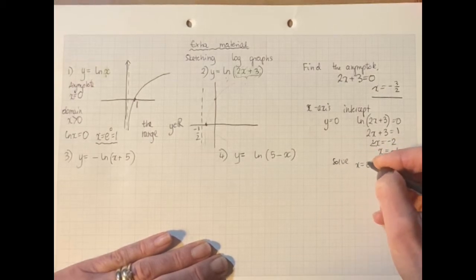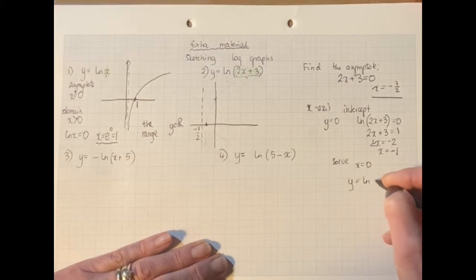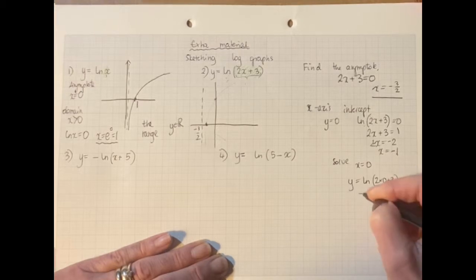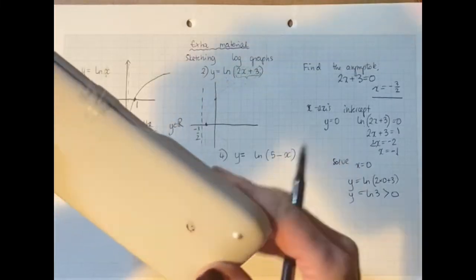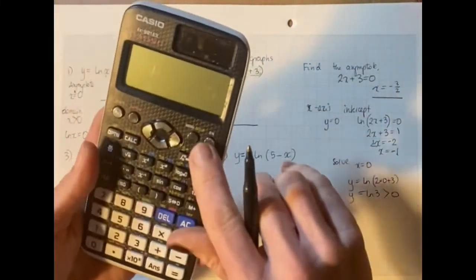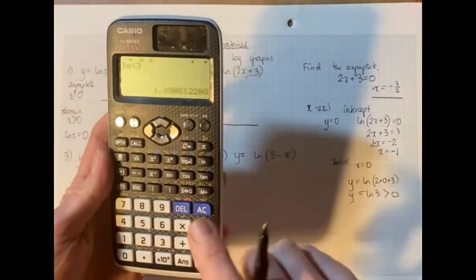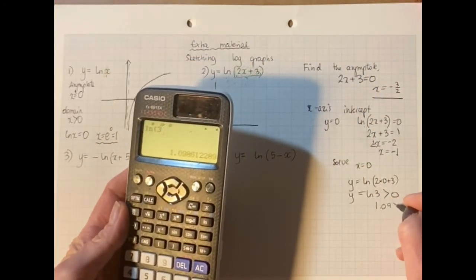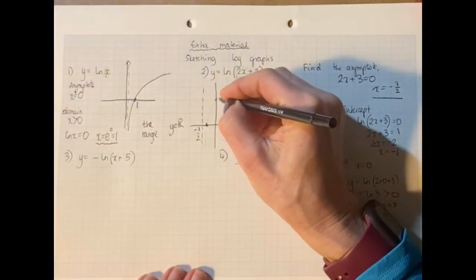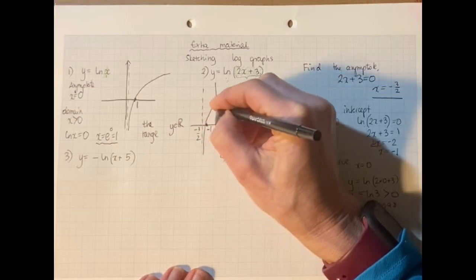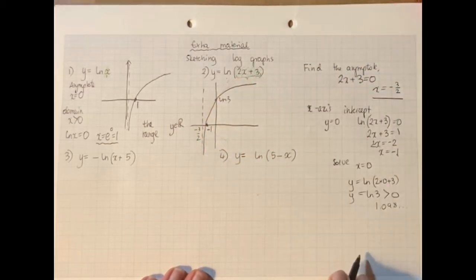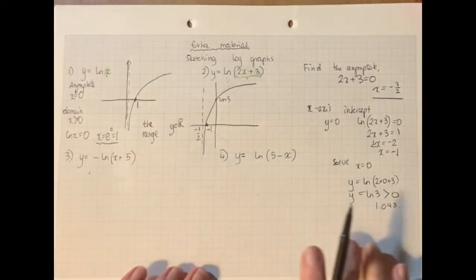So let's solve x equals to 0. So what do I get when x is equal to 0? So ln of 2 times 0 plus 3, that will be equal to ln 3. And that's clearly greater than 0. You can check it on the calculator. So ln 3 is 1.098, so it's greater than 0. So this is ln 3, and that's minus 1. So the graph has no choice but to go like this. There you go. Okay, so let's have a look at this graph over here.